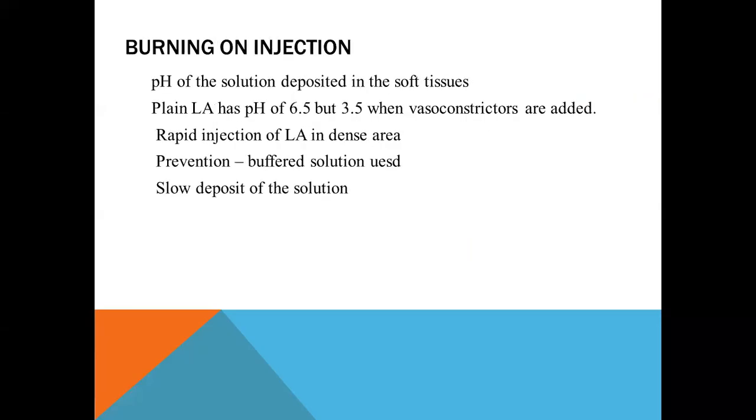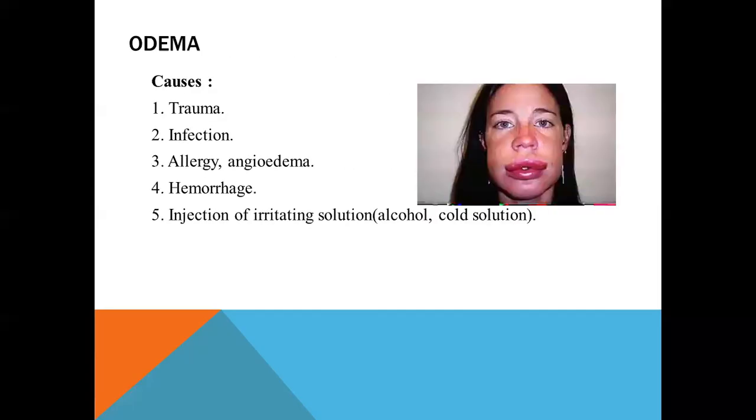Another one is burning on injection. It relates to the pH of the solution deposited in the soft tissue. Plain LA has a pH of 6.5, dropping to 3.5 when a vasoconstrictor is added. Rapid injection of LA in a dense area also causes it. For prevention, a buffered solution should be used, and slow deposition of the solution should be used.